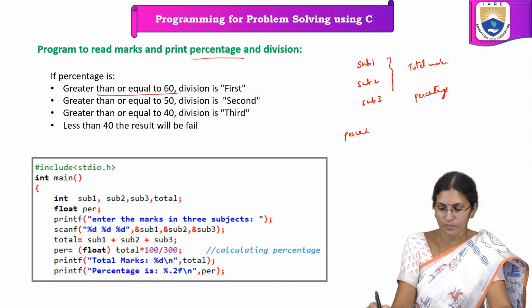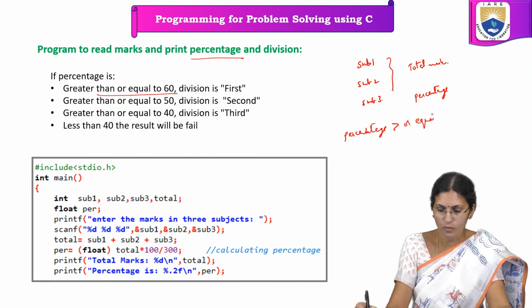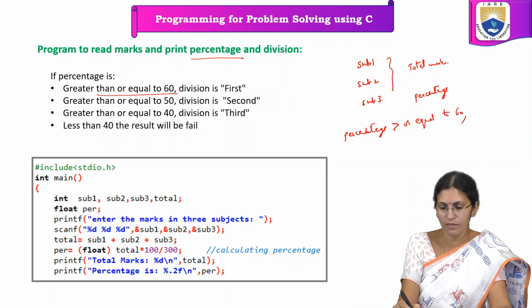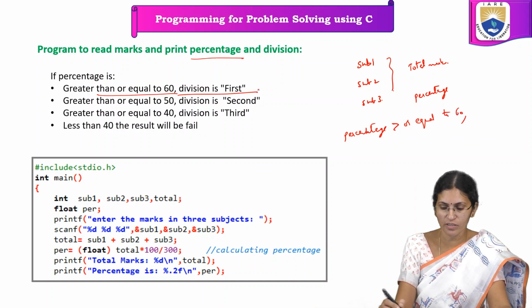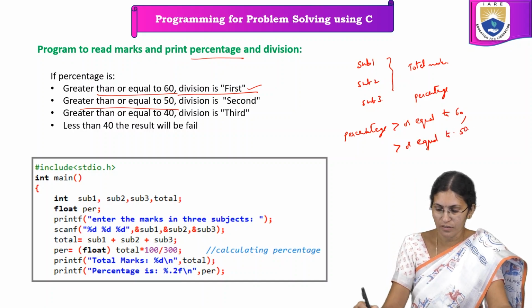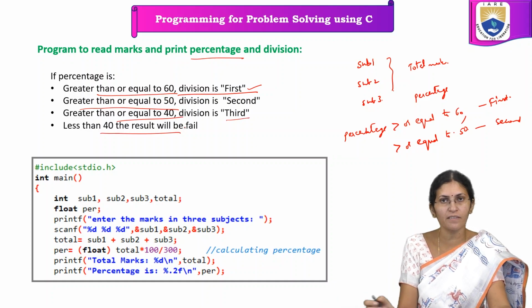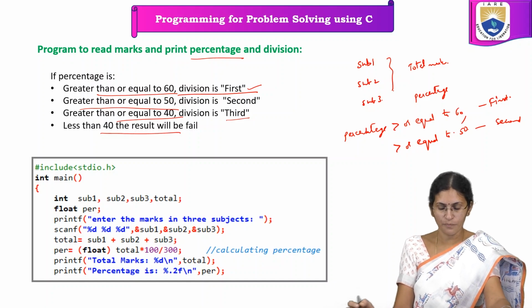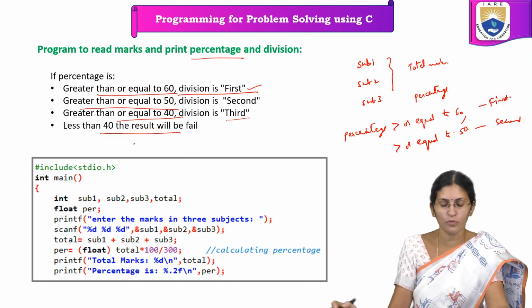if the value of percentage is greater than or equal to 60, then this has to be printed: Division is first division. If the percentage is greater than or equal to 50, then it is second division. If the percentage is greater than or equal to 40, third division, and if it is less than 40, the result will be fail. So that is what we need to write the program for.